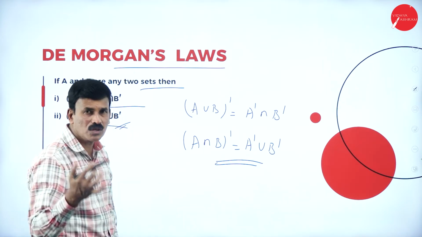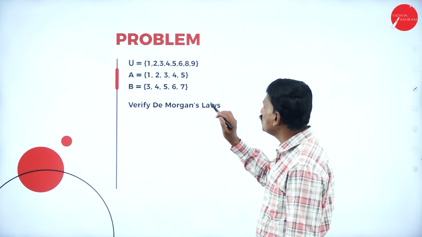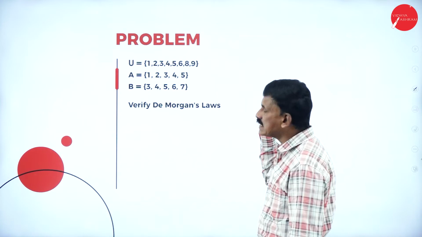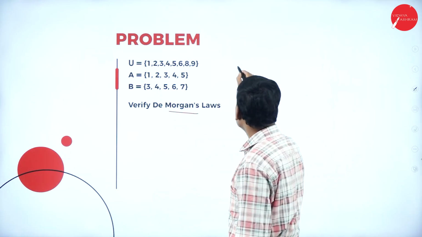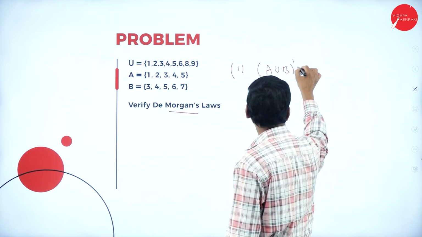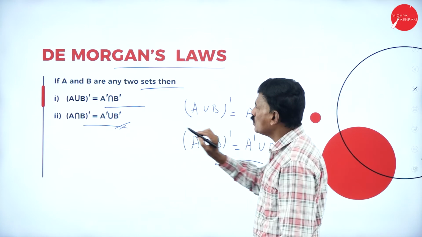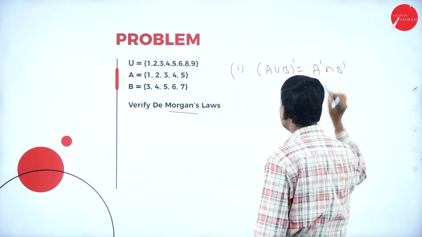Now, let us take a small example. What is given here? Let U is equal to 1, 2, 3, 4, 5, 6, 8, 9. 7 is not there. Now, let us verify the first one, De Morgan's law. What is to verify? (A union B) whole dash is equal to A dash intersection B dash.